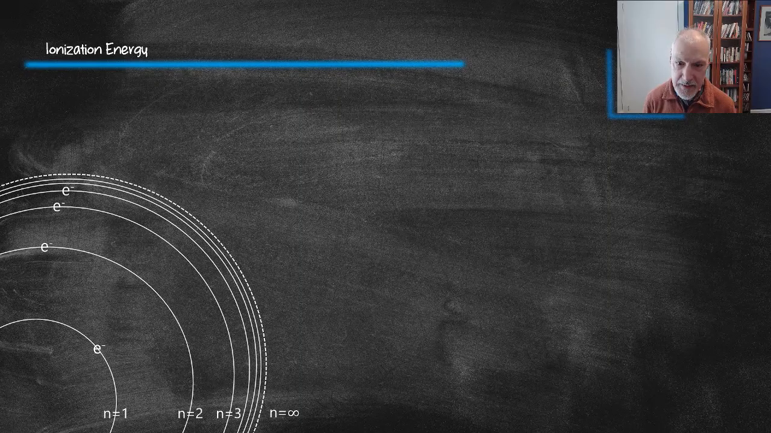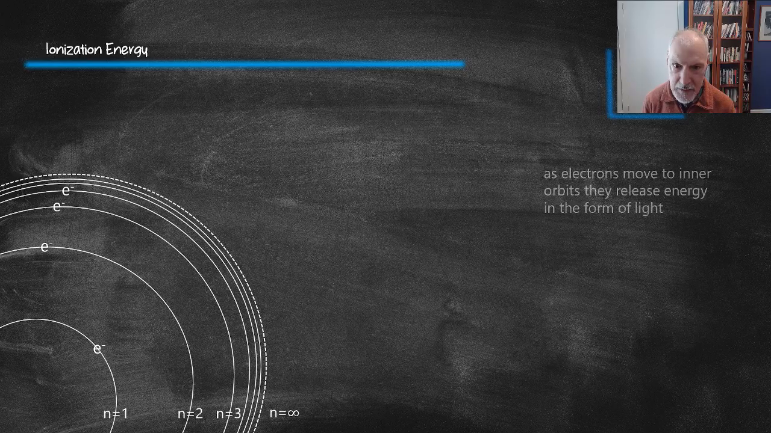This program looks at ionization energy. I'd like to begin by reviewing a few principles of Bohr's model of the atom. First of all, as electrons move to inner orbits, they release energy in the form of light.